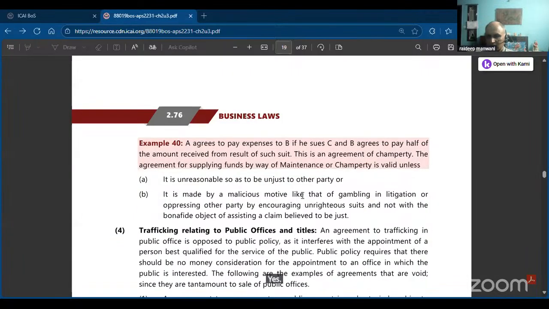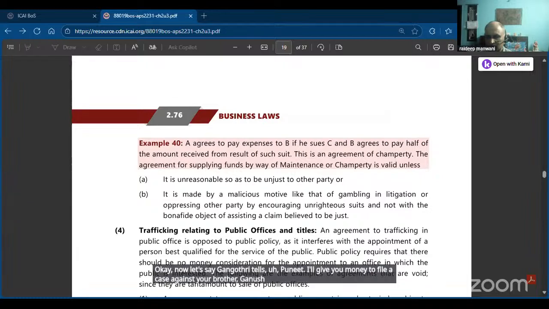First point, it is unreasonable so as to be unjust to the other party. Okay. Now, let's say Gangotri tells Puneet, I'll give you money to file a case against your brother, Dhanush. But if you win the case, you have to give me 90% of the property. Isn't this unreasonable? 10%, 20%, maximum 25%, it's okay. But asking 95% or 90% of the property is unreasonable.